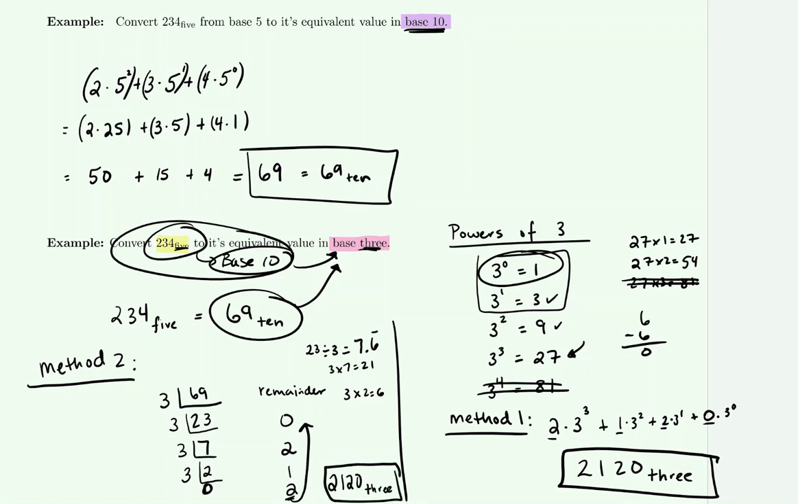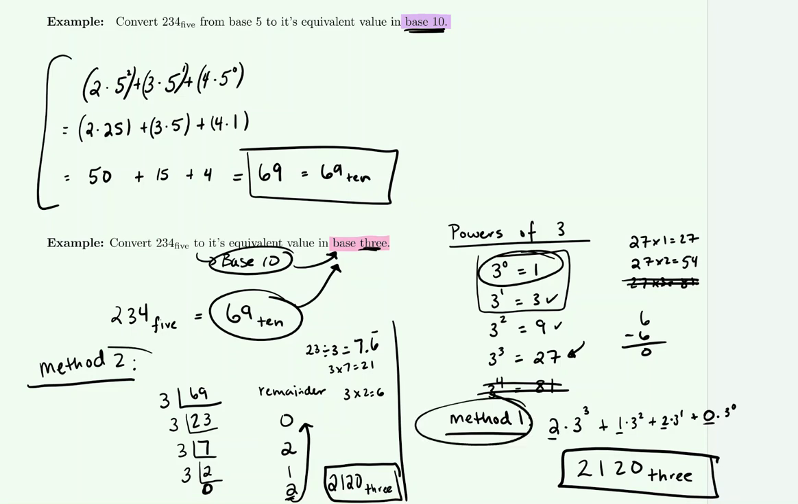So whichever method you prefer, remember you would first take 234 base 5, turn it into a base 10 number as we did in this example, and we got 69 base 10. Then you would take this base 10 number to a base 3 number using either method 1 or method 2. We do get the same answer in either case.